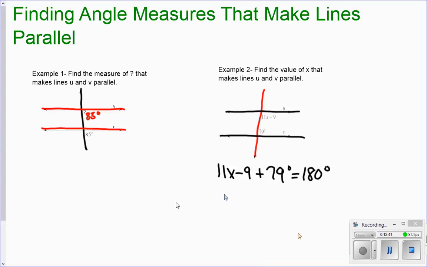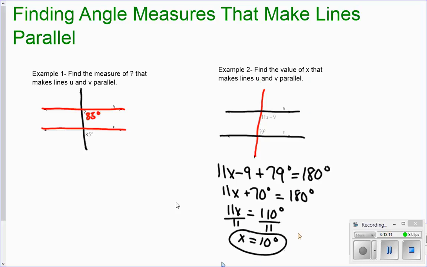So combining like terms, I have 11x, and 79 minus 9 gives me 70, equals 180 degrees. Subtracting 70, I'm getting 11x equals 110 degrees. And then dividing both sides by 11, I'm getting x equals 10 degrees. Now I want to make sure I answered the question. It says find the value of x, and I did do that. X would have to be 10 degrees. And if x is 10 degrees, then both of these angles are supplementary. And if they're supplementary, because they are same side interior angles, we could say that the two lines are parallel.